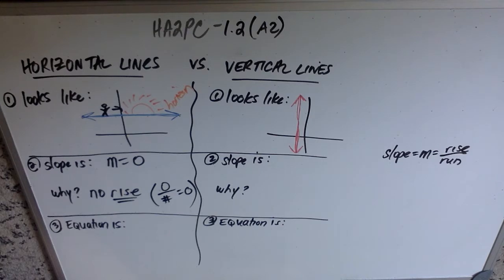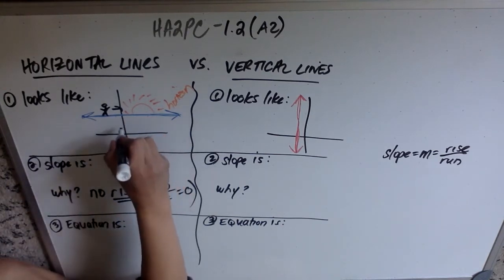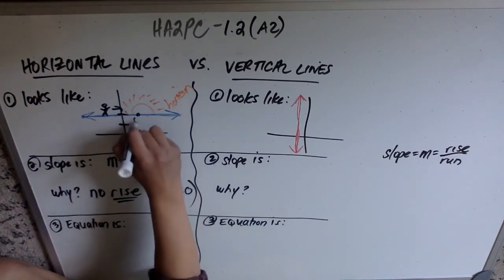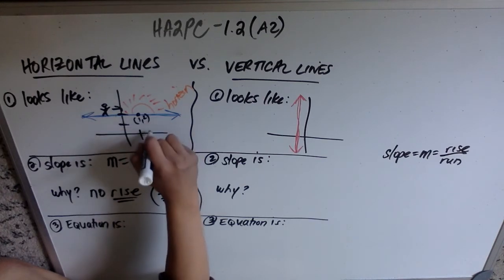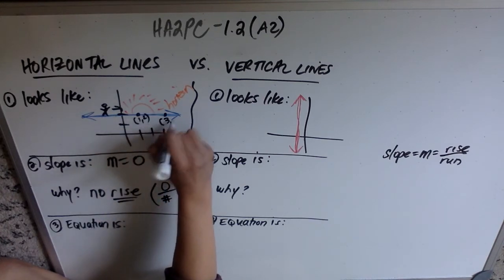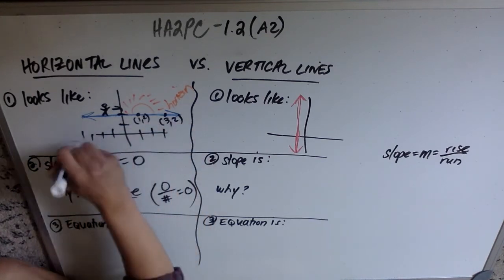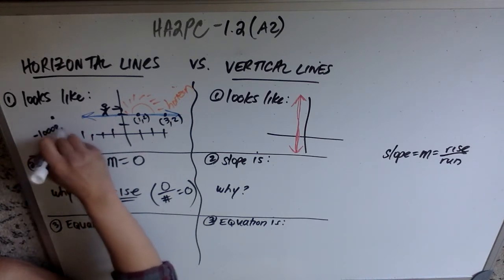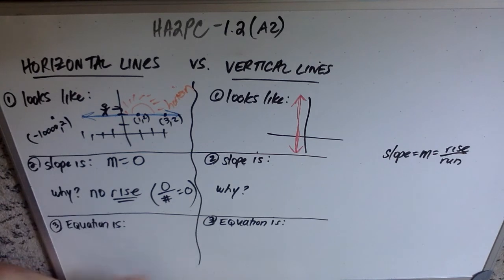All right, and let's talk about what that equation looks like. I'm going to put some stuff on this graph right here. I'm going to put two dashes. This right here is the point (1, 2), and this is the point (3, 2). And way down here is the point like (-10,000, 2). What you'll notice is that the x's change, but the y's never do.